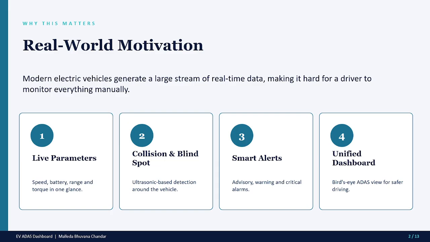Modern electric vehicles continuously generate large amounts of sensor data. Drivers and engineers need to monitor speed, battery level, temperature, and safety features simultaneously. Monitoring all these values manually is difficult. My project solves this problem by creating a single dashboard that combines EV monitoring with ADAS safety features, making it easier to observe the vehicle's condition in real time.